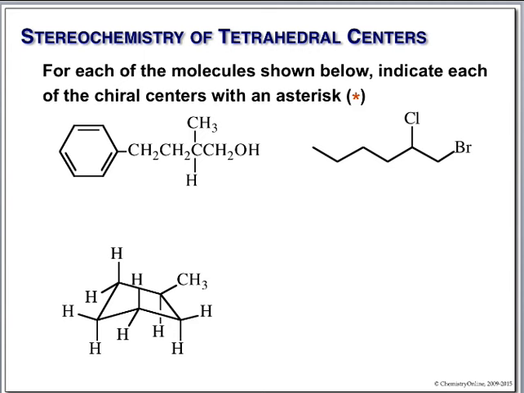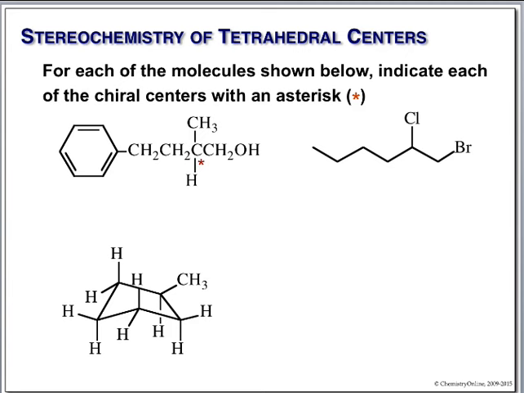Our first one here, this is a benzene ring, isn't it? Arene. Those are all sp2 carbons, so those don't count. Must be an sp3 carbon. CH2, CH2. There's another CH2, but this guy has a methyl, a hydrogen, this half, and a CH2OH. They're different, and that's a chiral center.